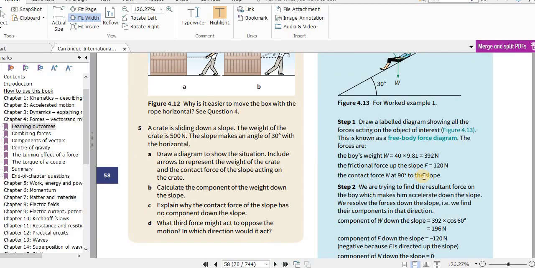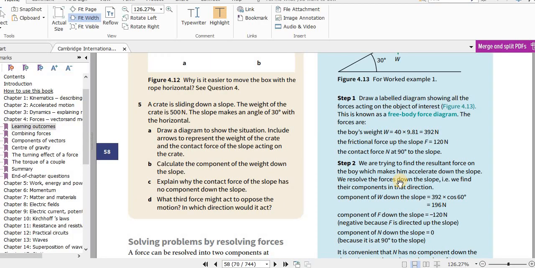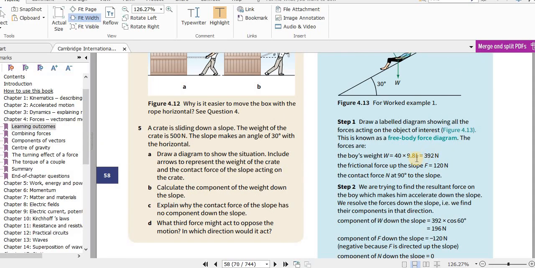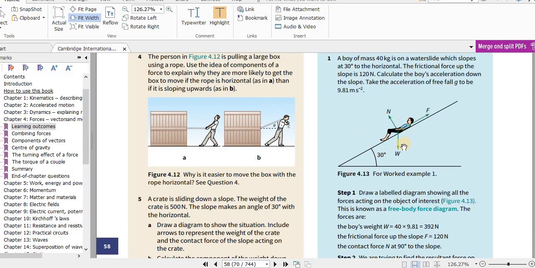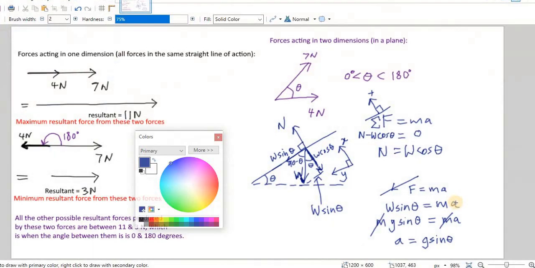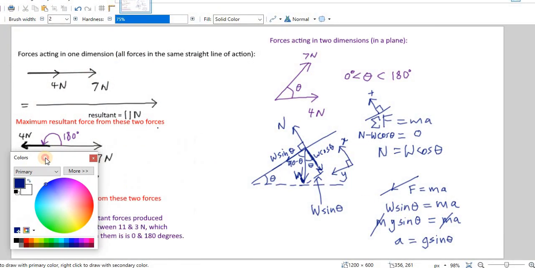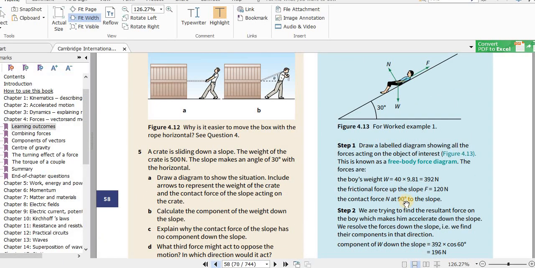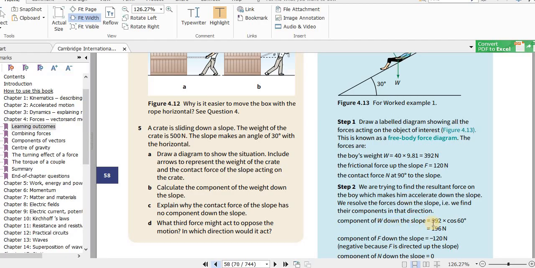The contact force N is always perpendicular to the surface it is exerted from, if it's a normal contact force. Okay, so now we can find the component of W down the slope. I showed that, down the slope, W sine theta. Alright, so remember this is W sine theta. So the component down the slope is the weight, you can see W sine of this angle.